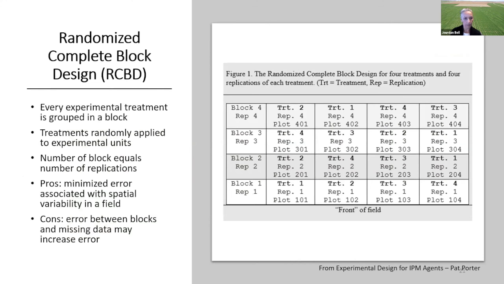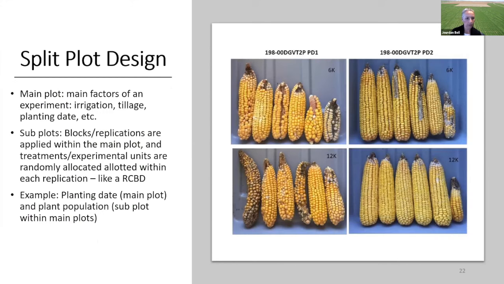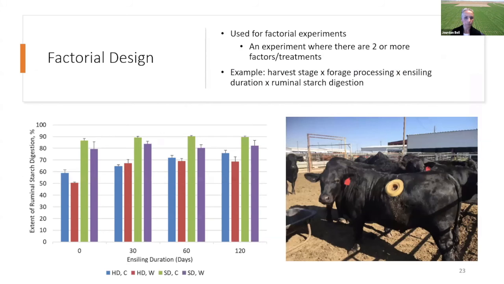And the treatments are randomly allocated within each replication, like a randomized complete block. So that works really well for planting date type studies. Planting dates being the main plot, and then the population, the subplot within the main plot.